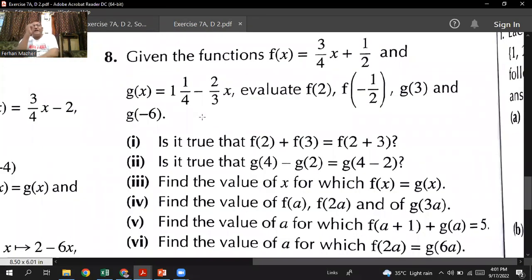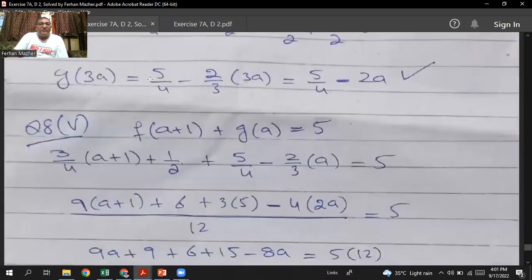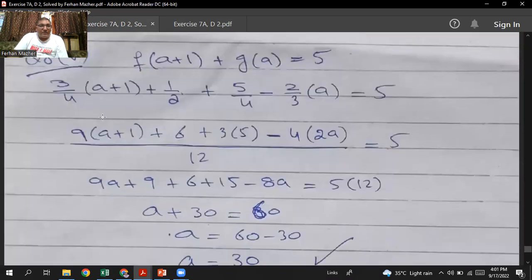The fifth part says, find the value of a for which f of a plus 1 plus g of a is equal to 5. Simple. And here we go. So f of a plus 1 plus g of a equals 5. In the formula of the function f, we will substitute x with a plus 1, and in the formula of function g, I will substitute x with a. So you will have 3 by 4 into bracket a plus 1 bracket close plus 1 by 2 plus 5 by 4 minus 2 by 3 into a equals 5.